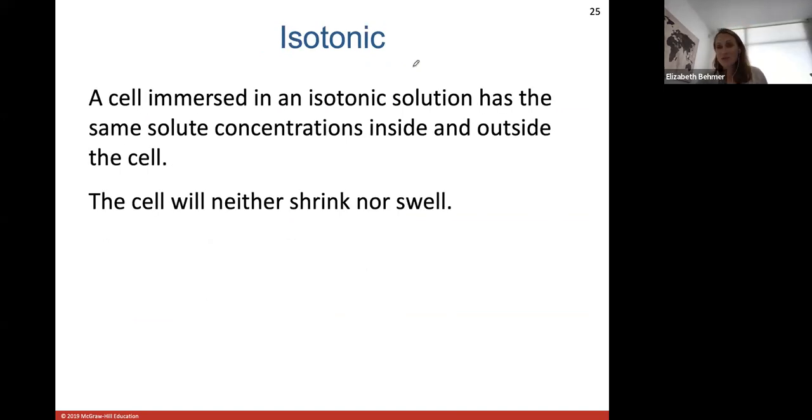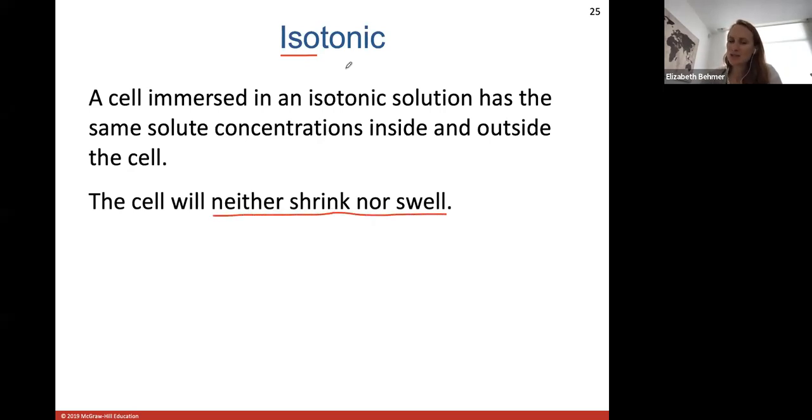And eventually, I think I show you a picture of this too. An isotonic solution is the best case scenario because iso means same tonicity or same concentration. So if we put a cell in an isotonic solution, the inside of the cell and the outside of the cell are equal in concentration of their solutes. So this means that water might move freely in and out of the cell, but there's no net movement of the water. So the cell will neither shrink nor swell.